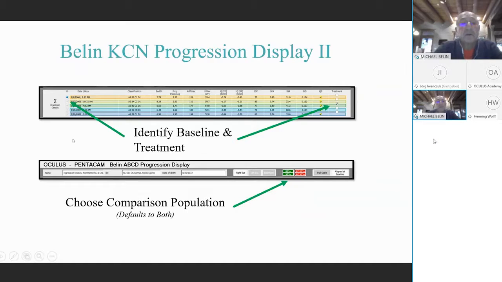First, what you will use, you identify your baseline exam. And that's putting a check right here. And again, as I said earlier, you can go back and analyze your historical data. In other words, all your earlier maps prior to installing the display can be analyzed. Then, if you've done a treatment, you then mark off a treatment here. You also can choose what population you want to display it against. The normal population, again, for young patients, for early disease, or the keratoconic. It will default to showing both.